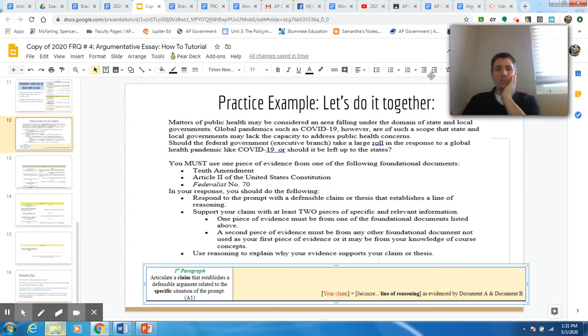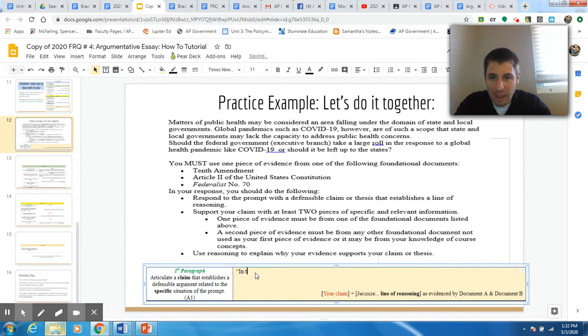All right. Using these 3 documents, the 10th Amendment, Article 2 of the U.S. Constitution, the executive, or Federalist number 70, you've got to explain why you believe that the federal government should have the power, or the states. So I'm just going to give a good example of a thesis statement. And again, I'm just going to restate in my own words the prompt.